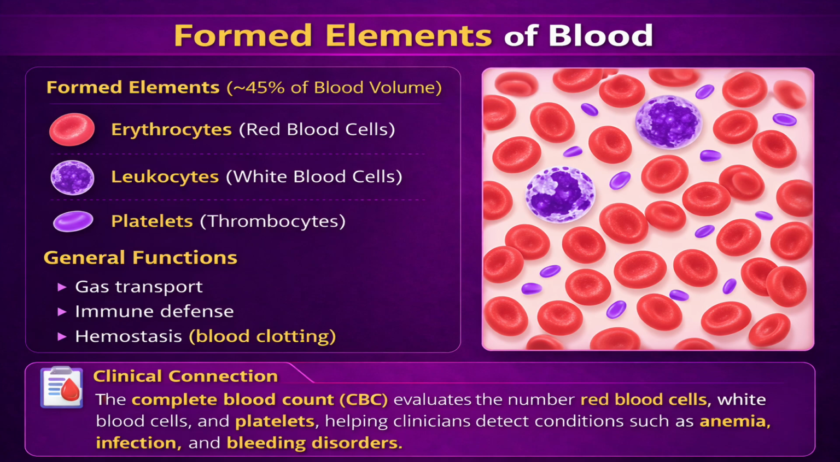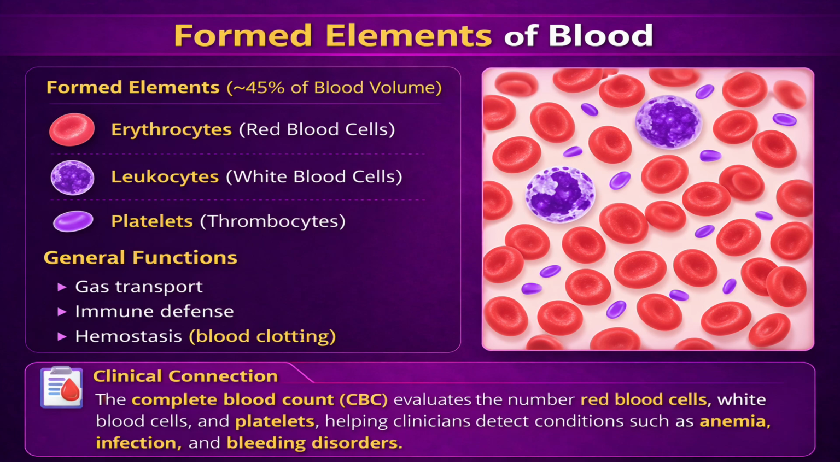So together, these three components allow blood to perform several vital functions. Erythrocytes support oxygen delivery, leukocytes protect against infection, and platelets maintain hemostasis by preventing blood loss. In clinical practice, changes in the number or function of these formed elements can indicate important medical conditions. For example, decreased erythrocytes may suggest anemia, elevated leukocytes may indicate infection, and reduced platelet counts can increase the risk of bleeding disorders.